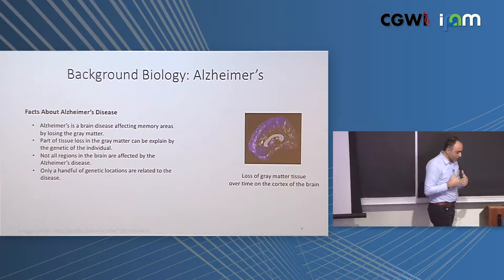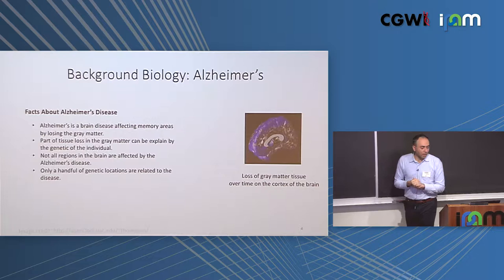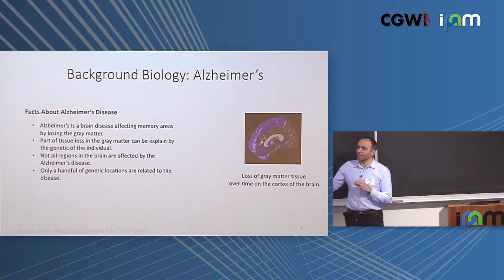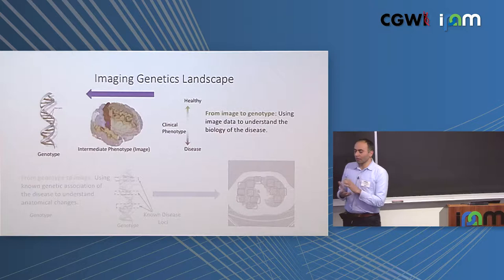For example, patients with Alzheimer's disease have memory problems because this loss of tissue happens around those areas that are related to memory. Also, there are a handful of genetic variants that explain this, but these explanations are different for different areas of the brain. That brings me to using this high-dimensional imaging as a so-called intermediate phenotype.